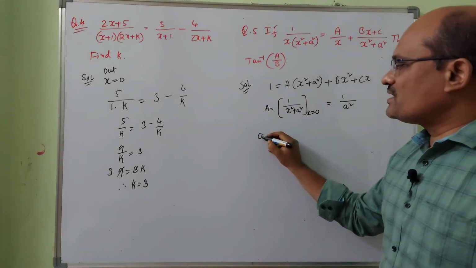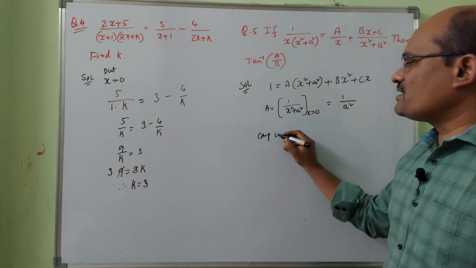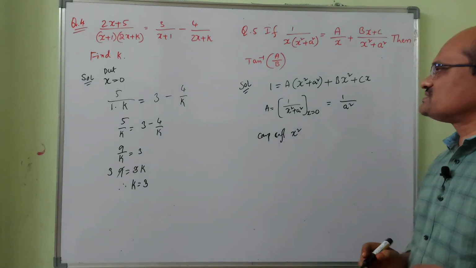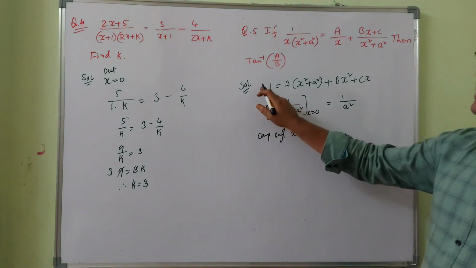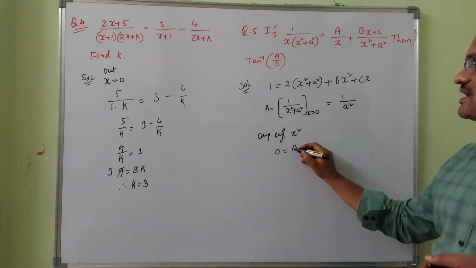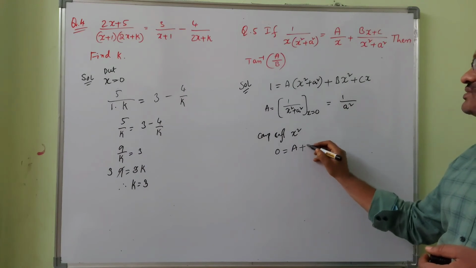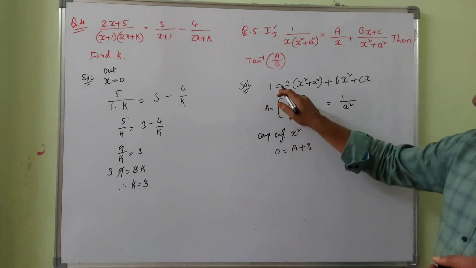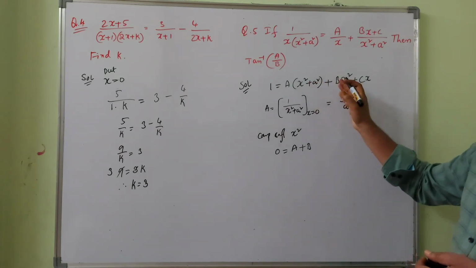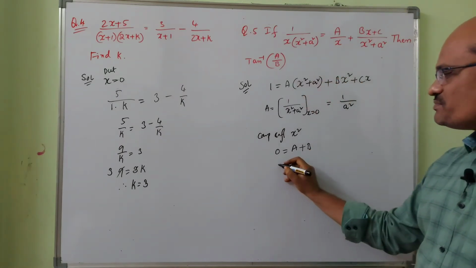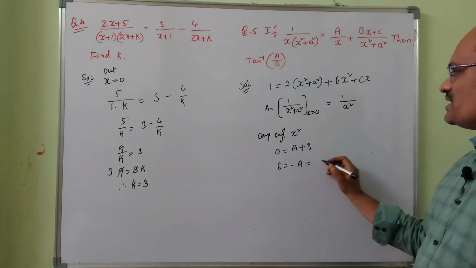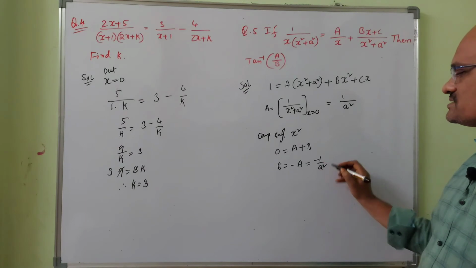Now we need b. For that, what will I do? I'll use the technique of comparing the coefficient of x square on both sides. Here there is no x square coefficient, so 0. Here the x square coefficient is a. Here the x square coefficient is b. So 0 is equal to a x square plus bx square, meaning the x square coefficient is a plus b. So what is b? Minus a. That means minus 1 by a square.